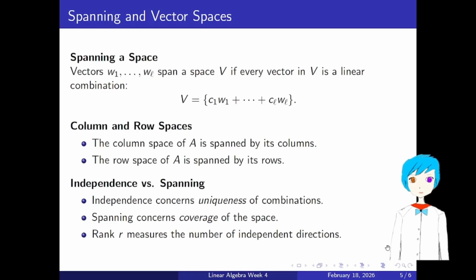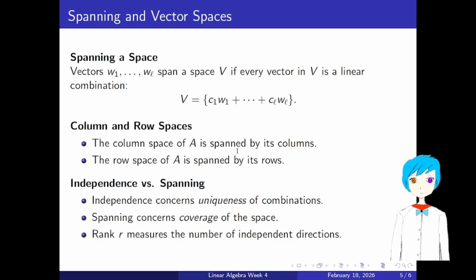Given l vectors, we can then talk about the space spanned by those vectors. The space spanned by those vectors contains any vector that can be represented as a linear combination of those given l vectors. The column space of A is spanned by its columns, as the row space of A is spanned by its rows. We know that Ax equals b is solvable only when b lies in the column space.